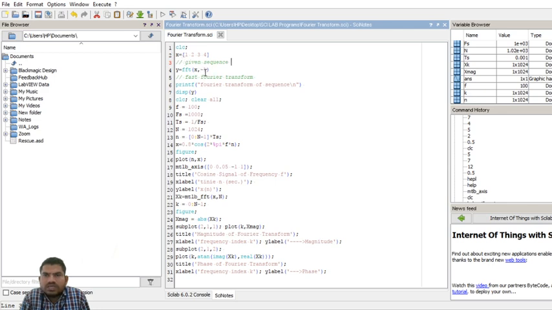Minus 1 means whatever the fast Fourier transform output is, it is taken with a minus 1. Then printf displays the fast Fourier transform of the sequence, the output we are getting here. With this we get the output of the fast Fourier transform. The syntax we use for the fast Fourier transform is fft of whatever the signal is.